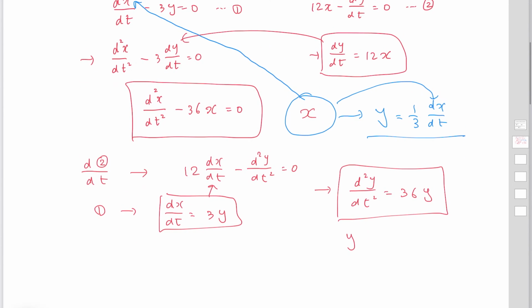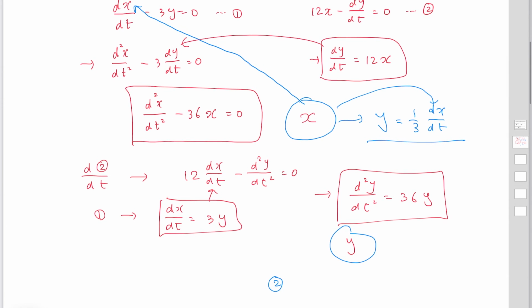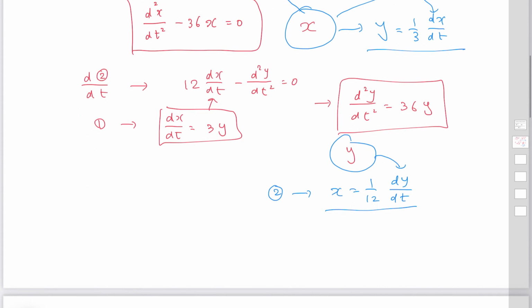Also, if you find y, you can find x, because from equation 2, x is expressed as 1/12 dy/dt. So you can find x by substituting this y into these equations. Okay, so in this session, I explained how to solve systems of differential equations. This is the end of this session.